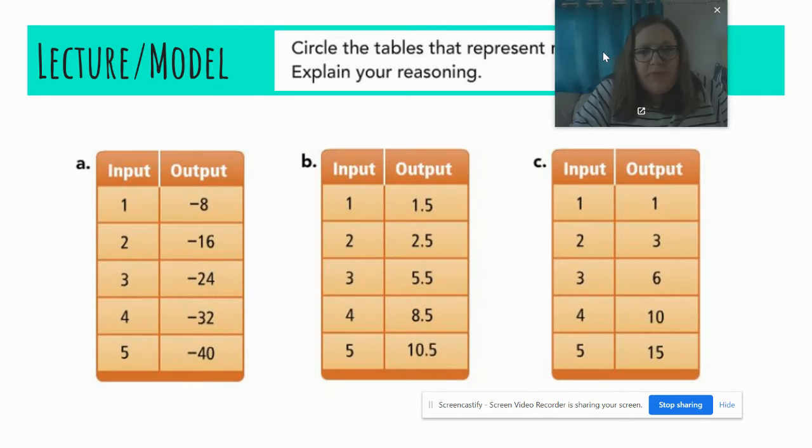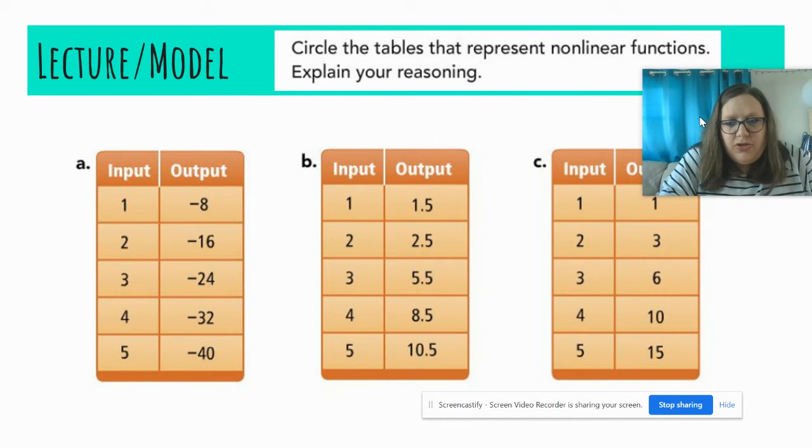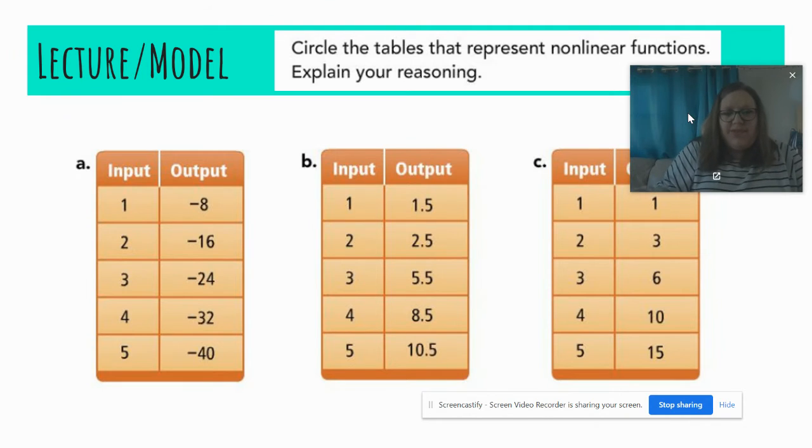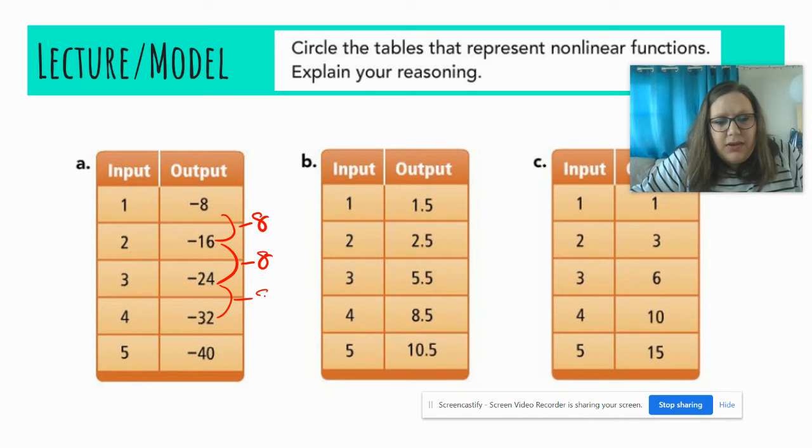Why does that keep doing that? There we go. Okay. So do the tables represent linear functions? This is less visual, and this is where we need to look at our tables. So let's look at option A. First, let's look at our outputs. From -8 to -16 would be down 8. -16 to -24 would be down 8. -24 to -32 would be down 8. -32 to -40 would be down 8. So we know the top of our slope is going to be -8 if it is linear. And then these all increase by 1.